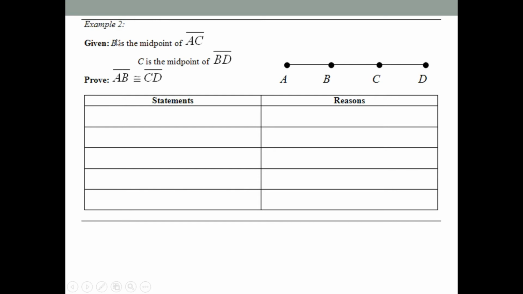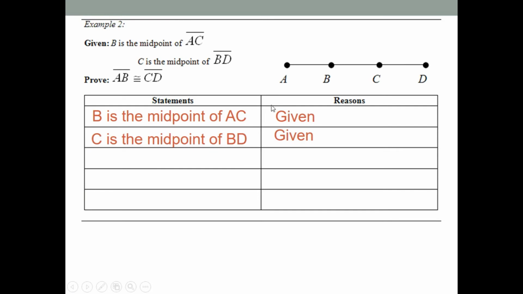Example 2, given a couple of things, that B is the midpoint of AC, and that C is the midpoint of BD, then we want to be able to end up at the point where we say that AB is congruent to CD. So again, start with your givens.